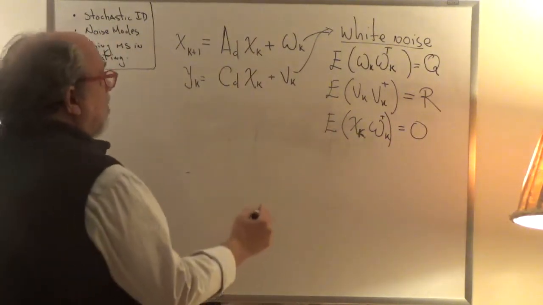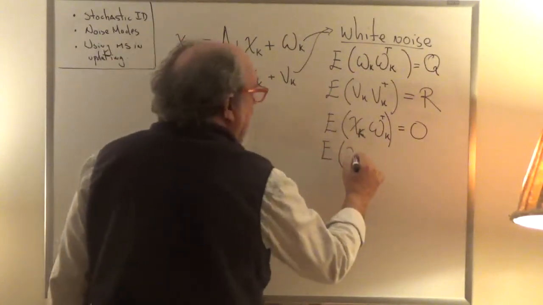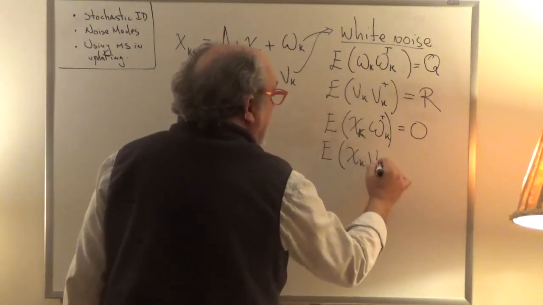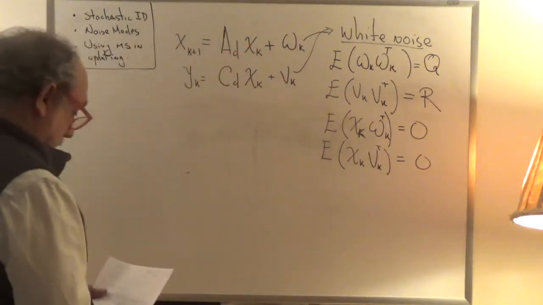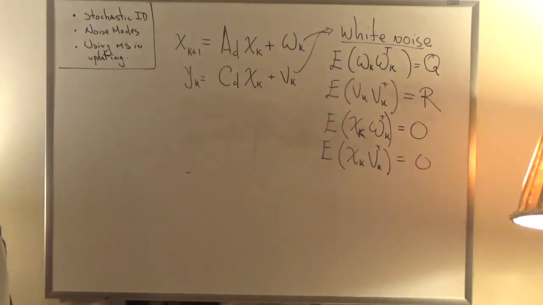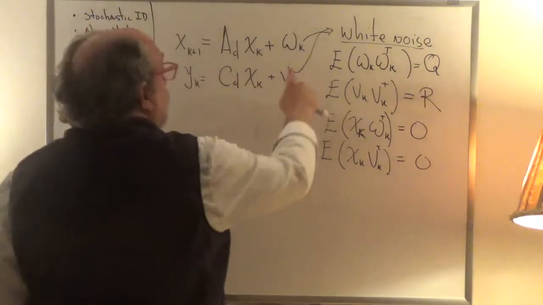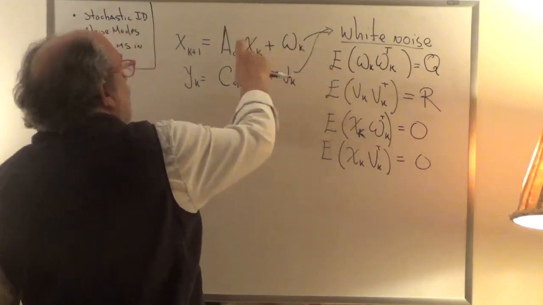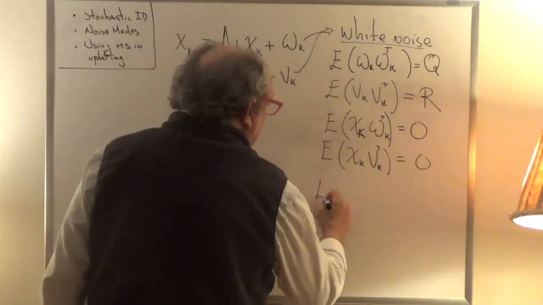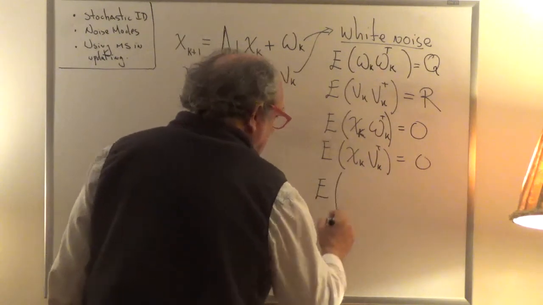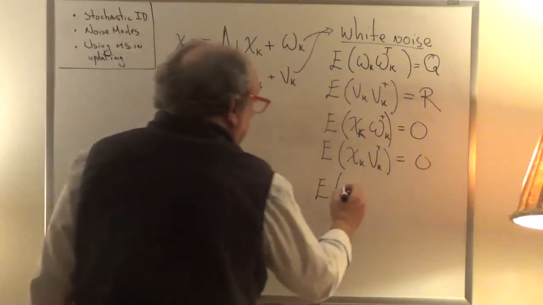The other thing is that the expected value of xk times vk transpose is also 0. Those are the four assumptions that we make with regards to these vectors and to their correlations with the state. And then our final one is, well, I guess it's not really an assumption, it's just the following.